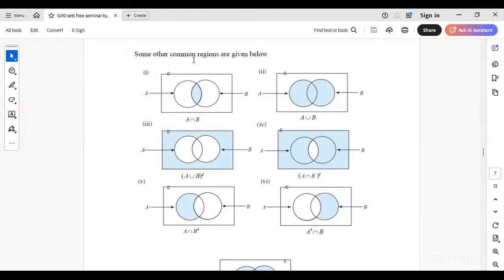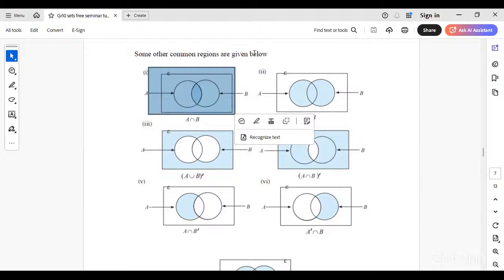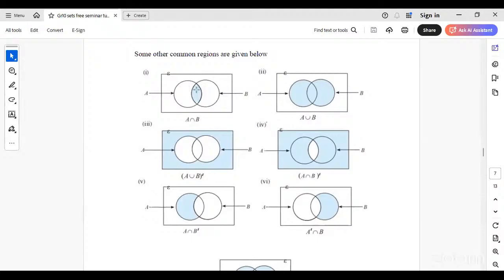Okay. So we have some common regions which are given below, the shading jobs. A intersecting B we have done previously as well. The A region is these two, the B region is these two, and the common region is A intersecting B. Now, A union B, what is that? Look at the board now. I'll share that and show you.